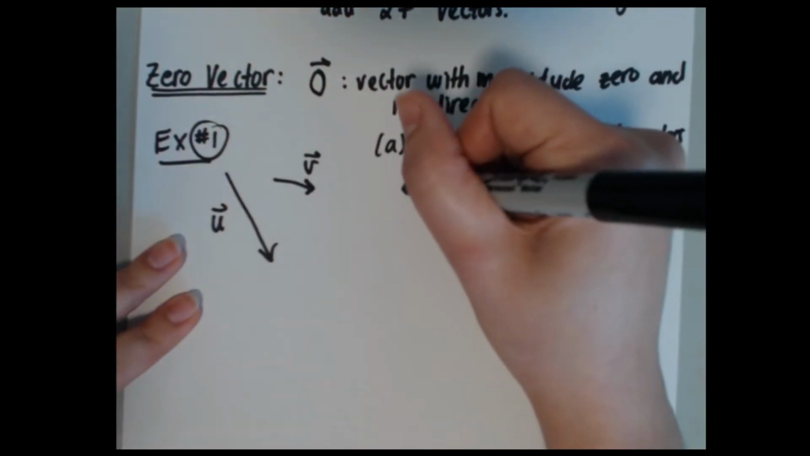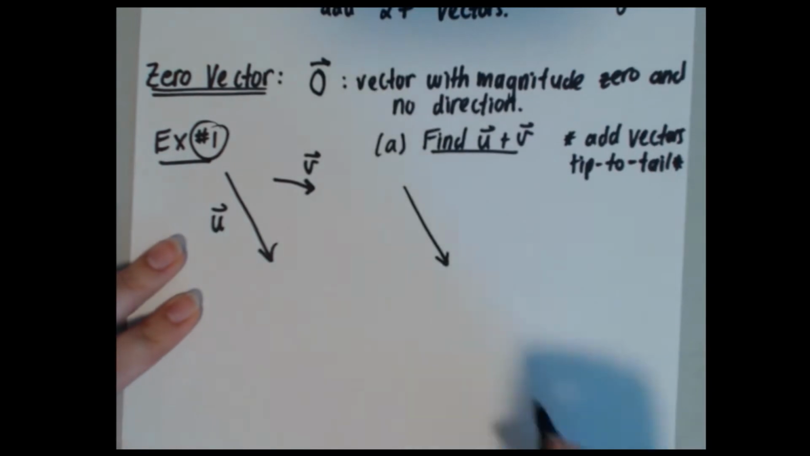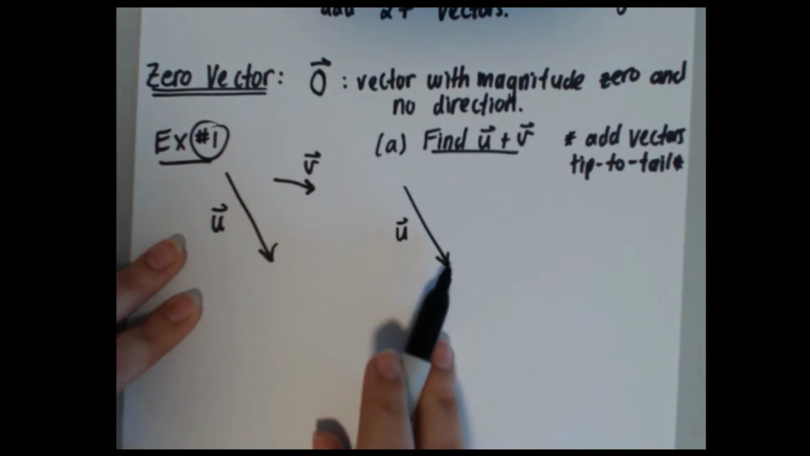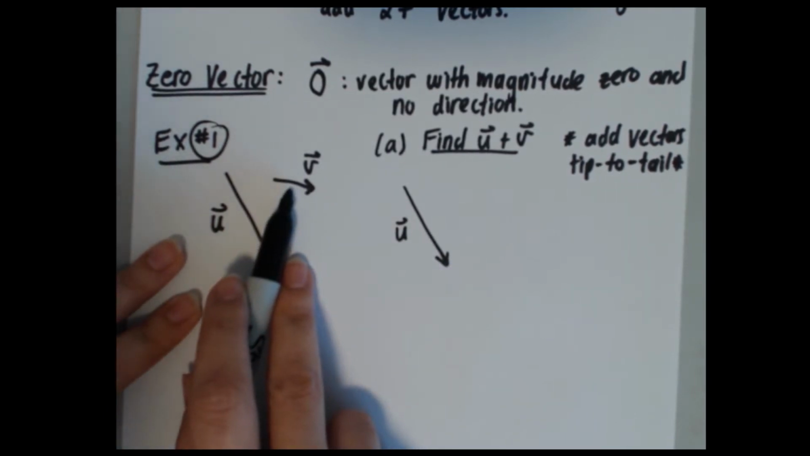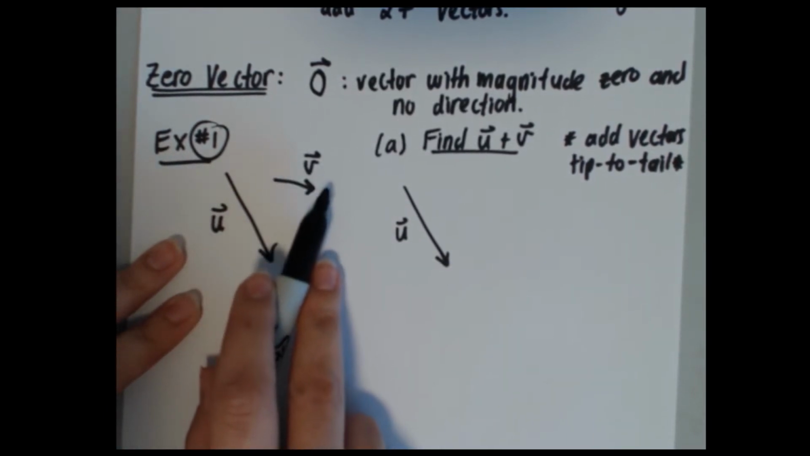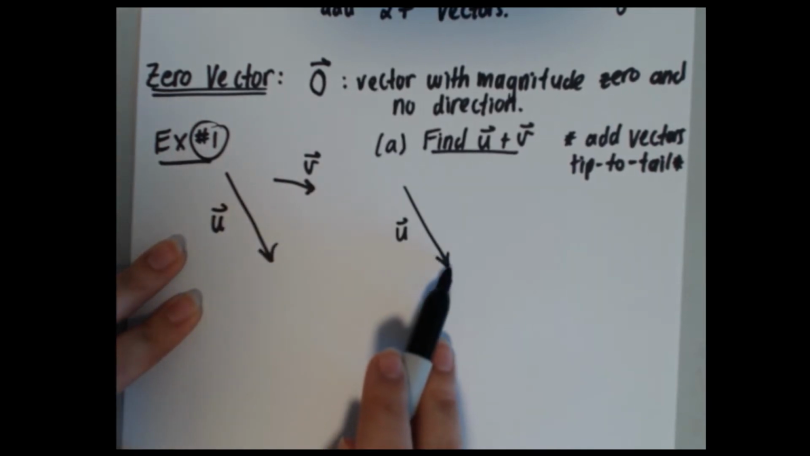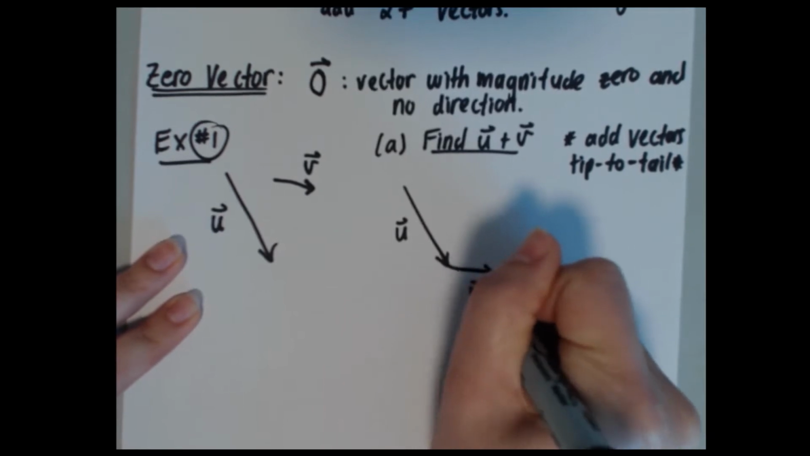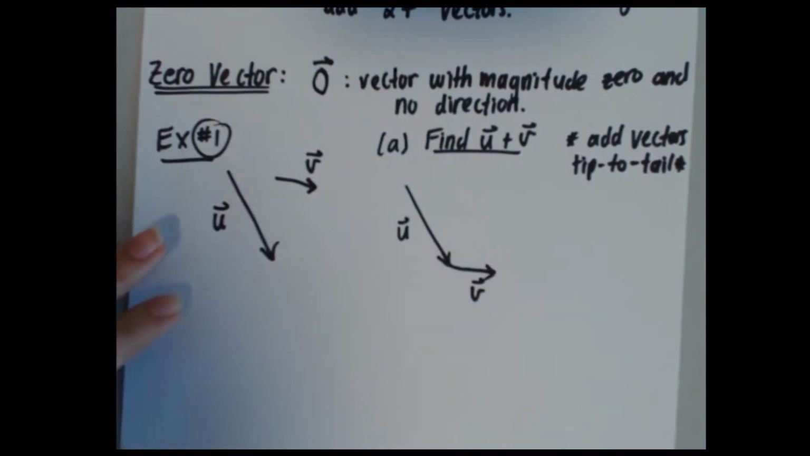Okay, so let's do this. So I'm going to sketch u first. So u has about this length that's going down and to the right. Now I have to add v to that. So onto the tip of u, I'm going to attach the tail of v. So I have to draw a vector with this magnitude going in this direction on the end here of u. So it's going to look something like this. So there's v.